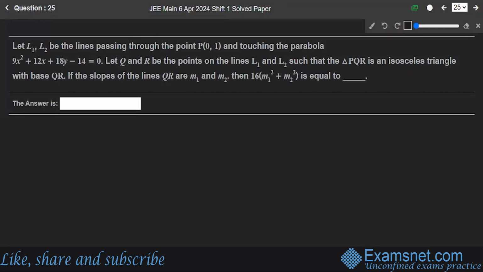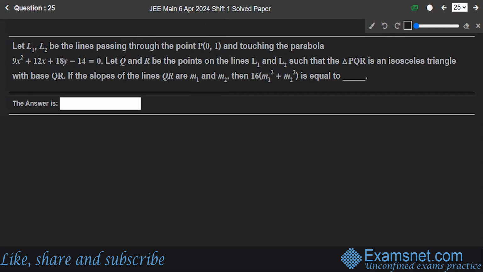Question number 25: let L1, L2 be the lines passing through the point P(0,1) and touching the parabola, this. Let Q and R be the points on these two lines such that triangle PQR is an isosceles triangle where the base is QR. If the slopes of the lines are M1 and M2, then what is the value for this?